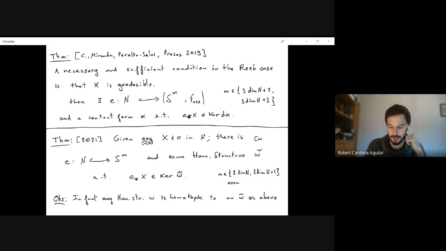So omega is arbitrary. This is a class in H2 of M. So this is arbitrary. And if you ask that this class is 0, so that your 2-form is exact, then you can say more things. Like you can fix your embedding first. So you pick any embedding of N into the sphere, and you pick an exact Hamiltonian structure, and then you can deform it through Hamiltonian structures to one which is tangent to N and coincides with X.